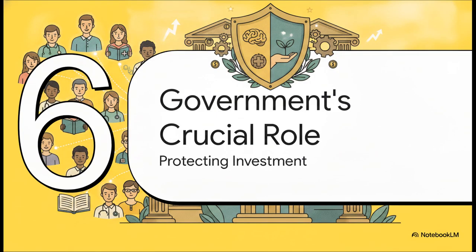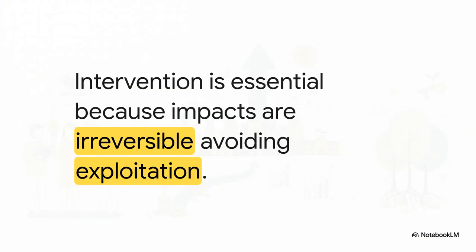Finally, Section 6, the government's crucial role, protecting the investment. With so much riding on the education and health of an entire population, who is actually responsible for managing and protecting these massive investments? Well, the answer is that government intervention is absolutely essential. Why? Because expenditures on education and health have irreversible long-term impacts. Think about it. If a child is stuck in a school with terrible standards, massive damage is done to their potential long before they can ever be moved to a better one.